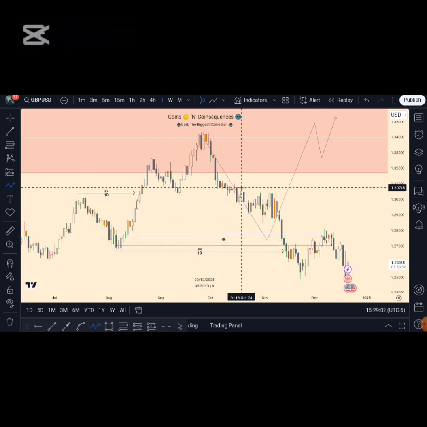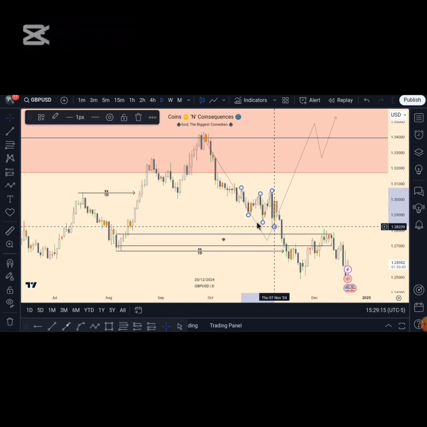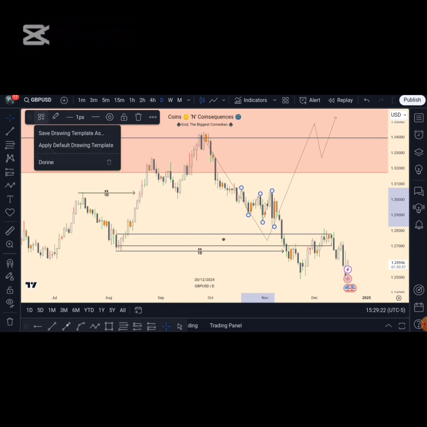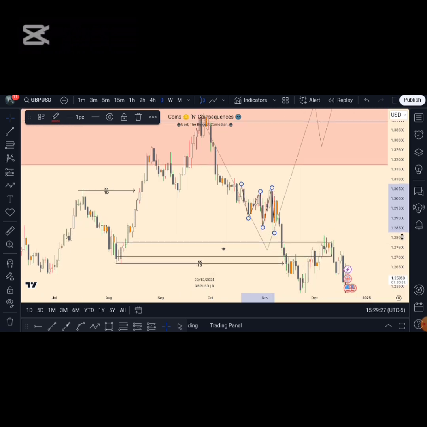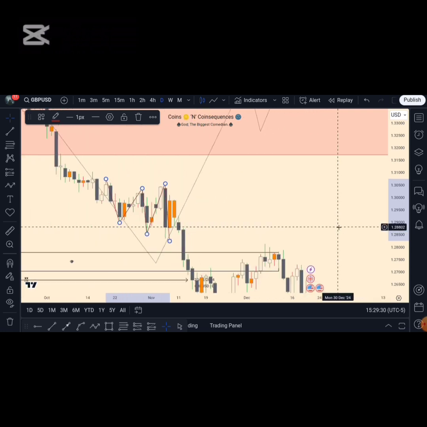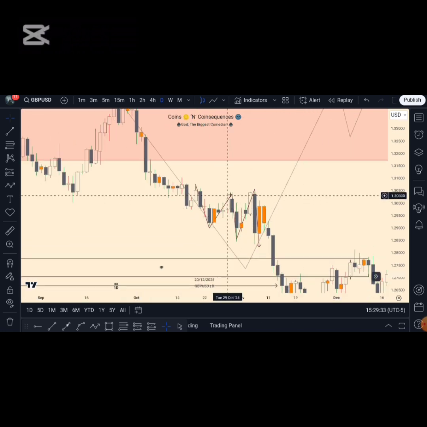Price did this, did this, then came here. Yeah, it is here. Okay, it is here. What happened there? There is a pullback from here to here. Price came down. Then we had another pullback.